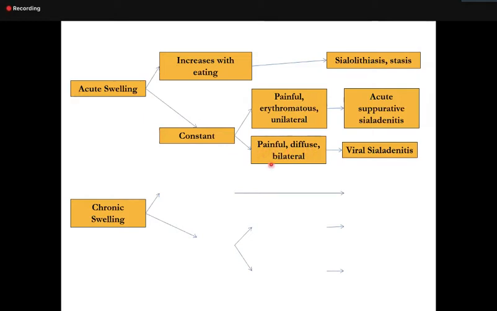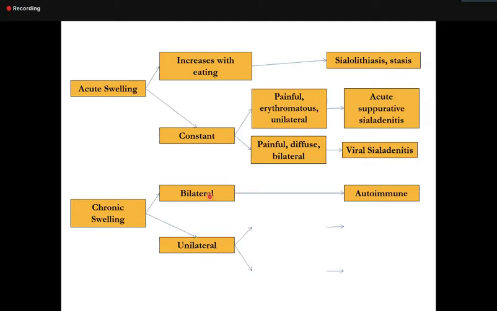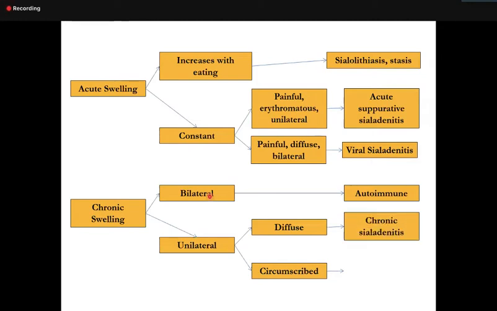It will be bilateral. And if it is a chronic swelling of long duration, and if it is bilateral, then it is Sjogren syndrome, autoimmune mediated, because it will involve all the glands. And if it is unilateral, it can be diffuse or it can be circumscribed. If it is diffuse unilateral, it is chronic sialadenitis, and if it is circumscribed, it is pleomorphic adenoma.